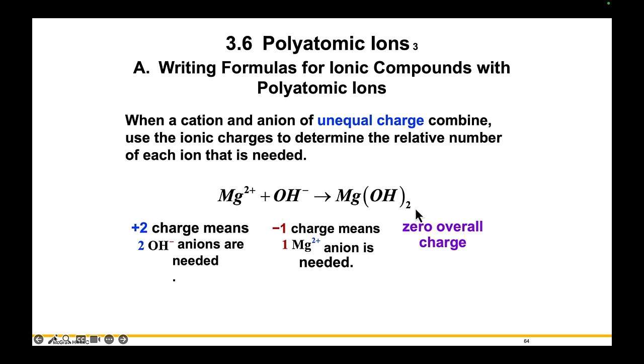The answer is 2, but because it's a polyatomic ion, you have to include parentheses around that polyatomic ion if there's more than one. Magnesium with a +2 charge means that we need 2 OH- anions, hydroxide, to balance that out, and we get Mg(OH)2. Notice that this 2 goes with everything in the parentheses. That means there are 2 oxygens and 2 hydrogens here. The 2 does not just go with the H, which is why we need the parentheses to indicate that it's a polyatomic ion that stays together.